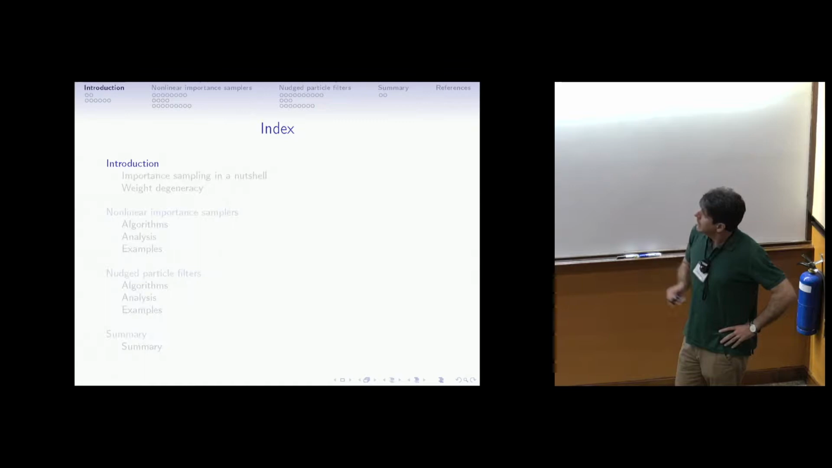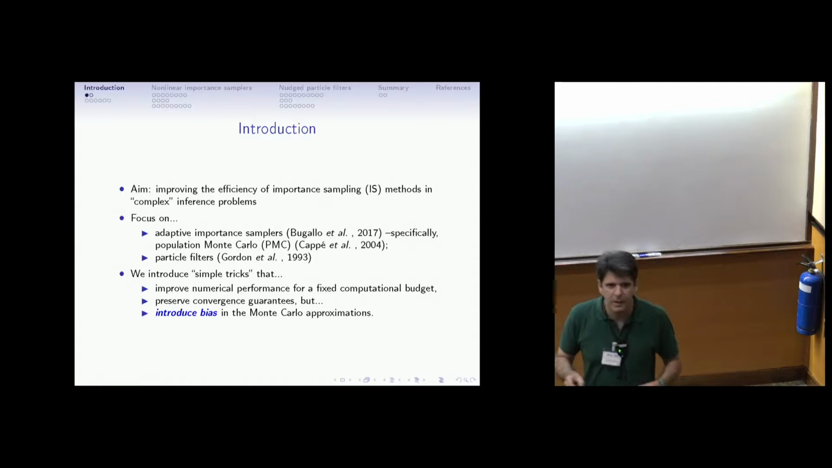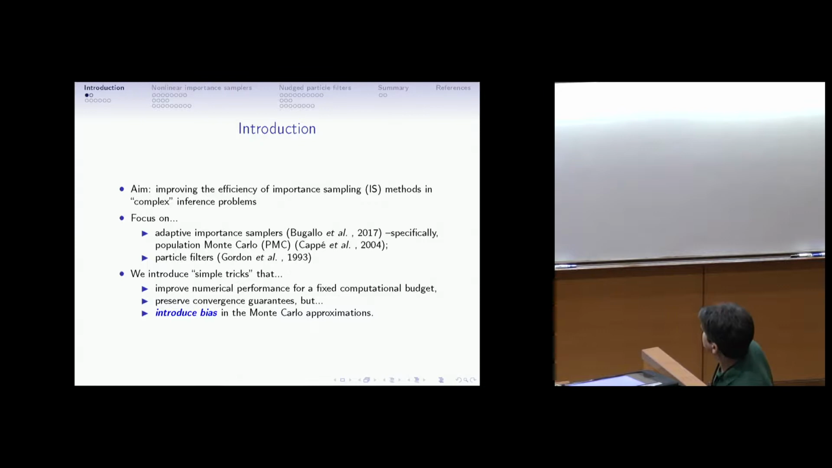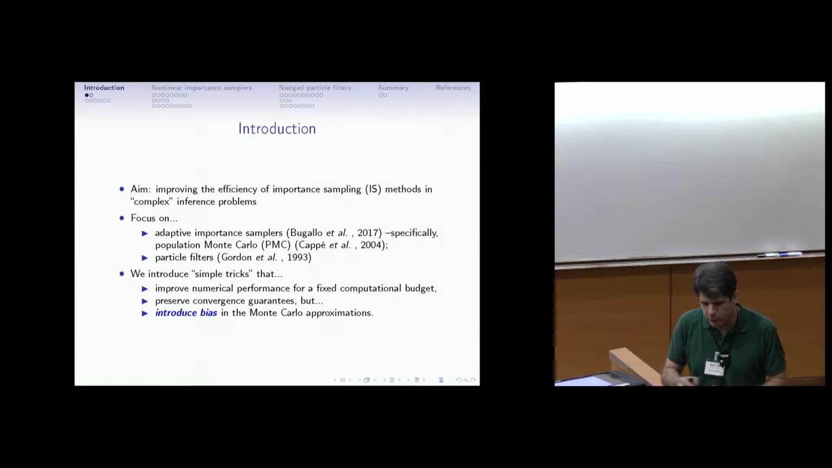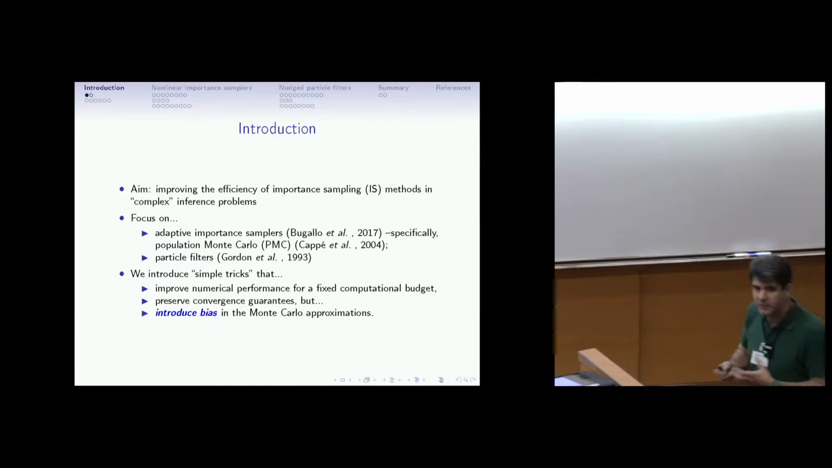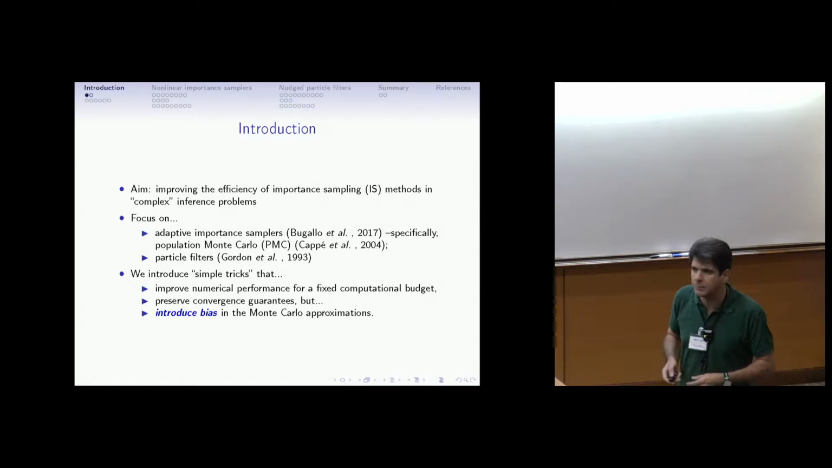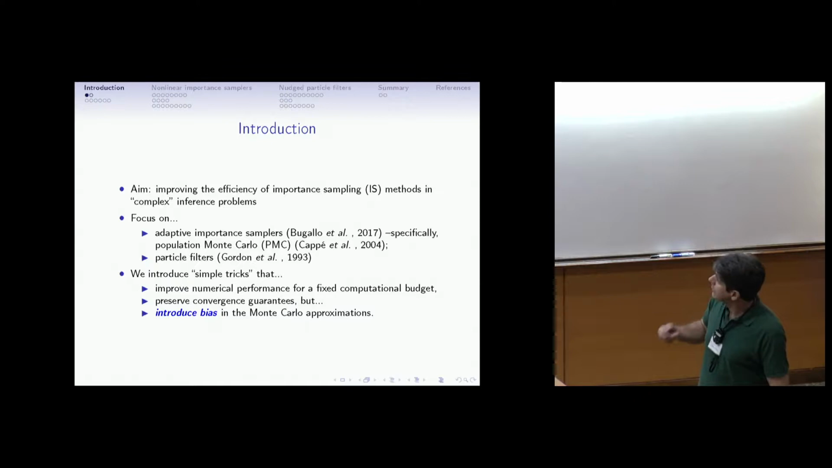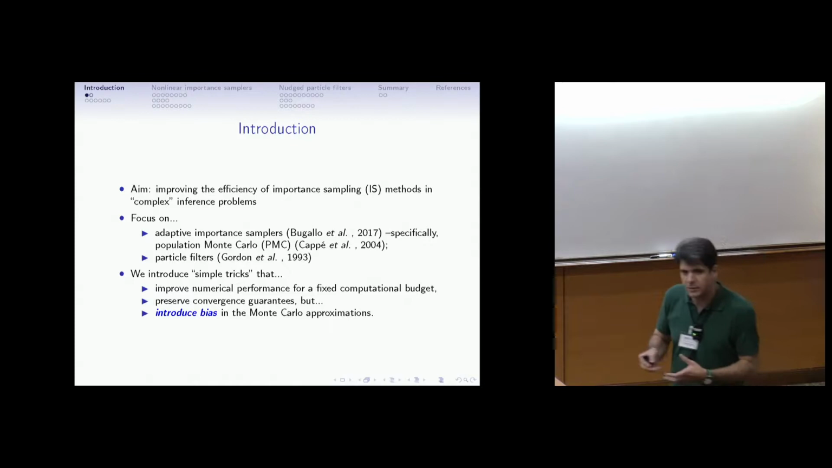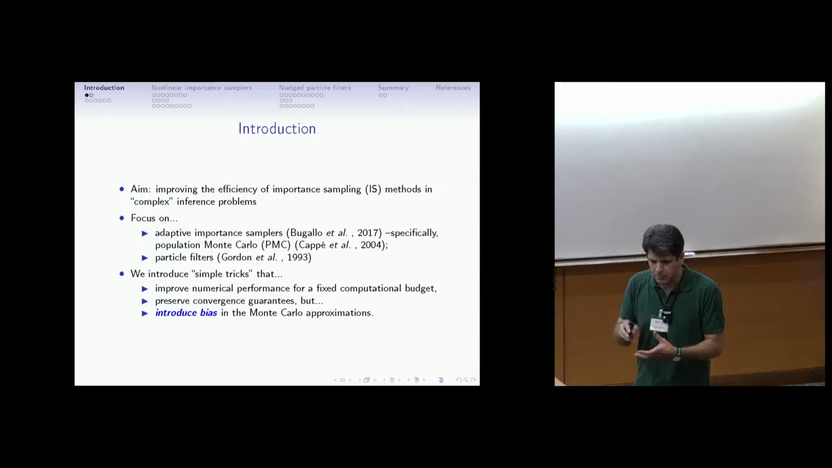The basic aim, the basic goal that we had in these two pieces of research was to address the main difficulty with important samplers when you tackle some sort of complex inference problem, which is weight degeneracy. What we were trying to do was to improve the efficiency of important samplers in any of their versions, either adaptive important samplers or iterative schemes or particle filters and recursive setups. And we were trying to attain this improvement by, let's say, simple tricks. By simple tricks, what I mean is trying to figure out some plugging steps that you could insert easily in your favorite algorithm and somehow make it work a bit better without investing hugely on computational effort.